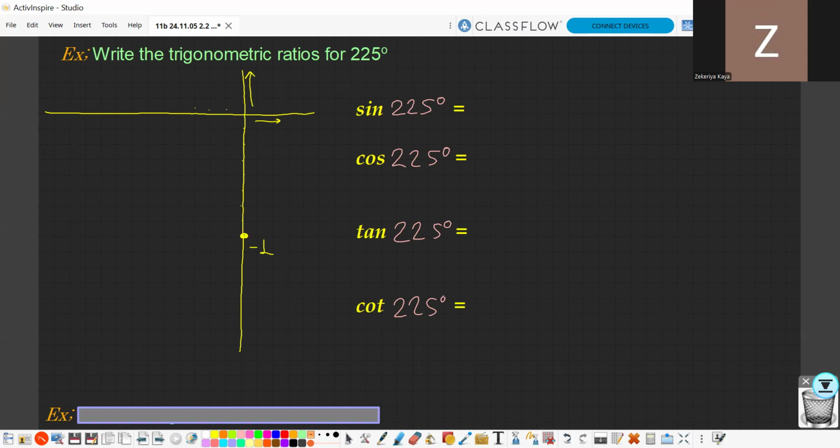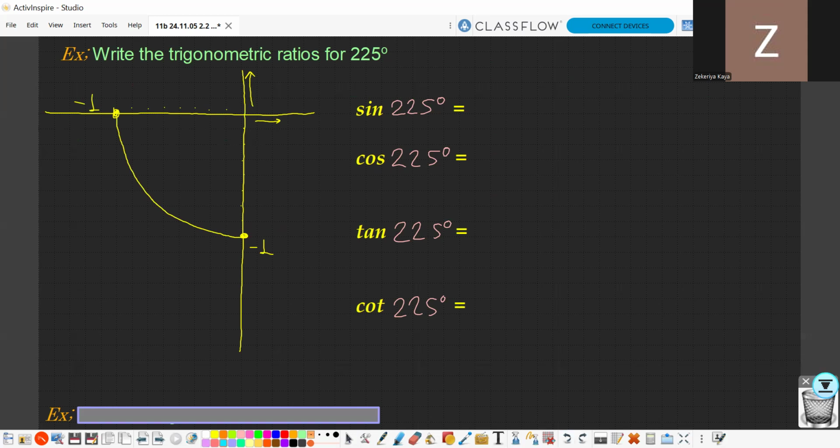1, 2, 3, 4, 5, 6, 7, and 8. So I will place the number minus 1 in here. The unit circle will have the part in here, something like this. You may continue further, but we don't need that other part. We just need the numbers in the third quadrant.